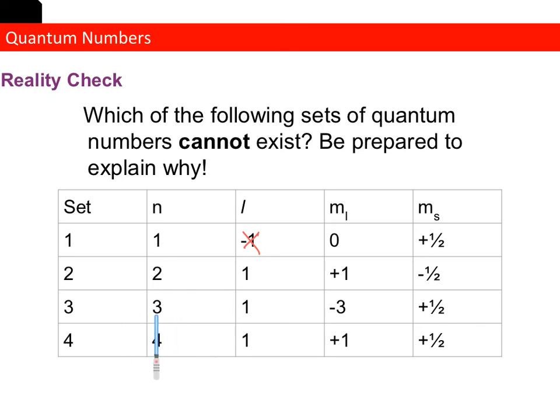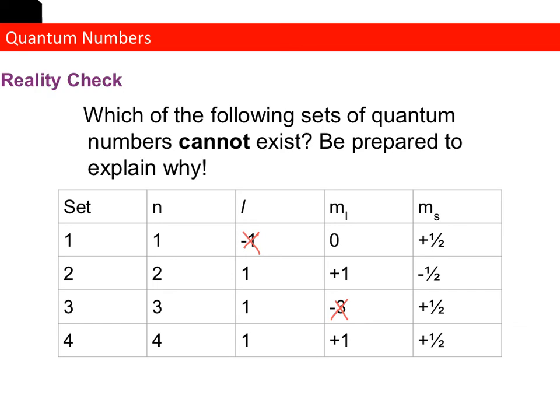Set number 3, third energy level, you can have a 0, 1, or 2. And since this L value is 1, it checks out, it's okay. Now, move on to the M sub L value. Since the L value is 1, we are limited to plus or minus 1 or 0. And this ML value is -3. So this is what's wrong with this set. This is not possible. You cannot have a -3 if your L value is 1. And so that disqualifies set number 3 as being a possibility. So that means that this cannot exist.